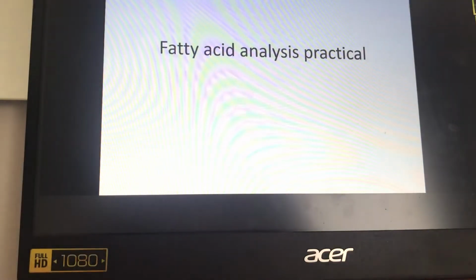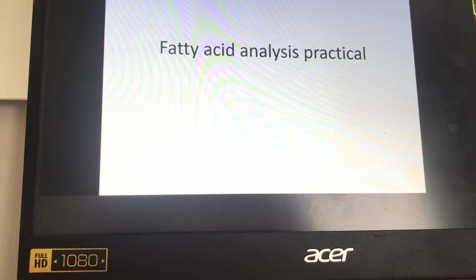So, the other practical deals with fatty acids. PKU deals with amino acid analysis. The other practical deals with fatty acid analysis. And what we would do is effectively extract the fats from different food substances and compare them.